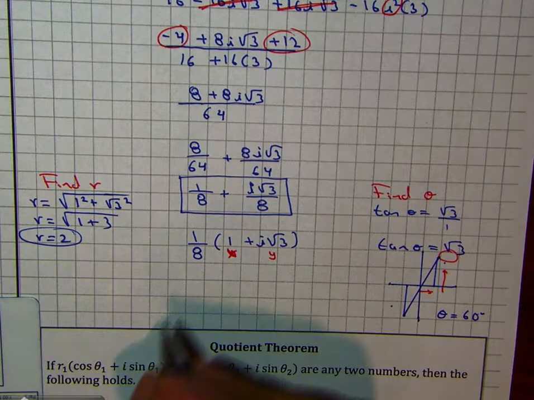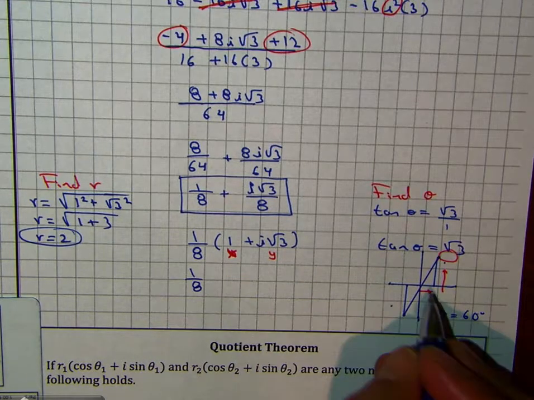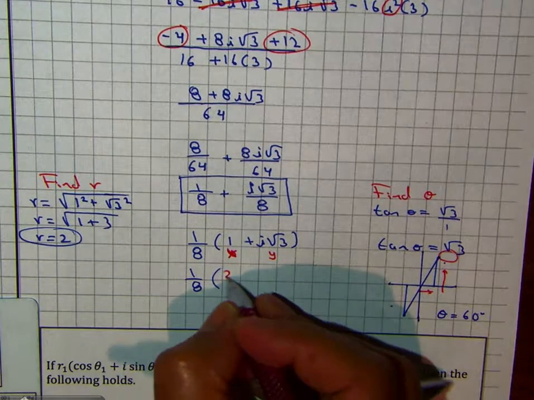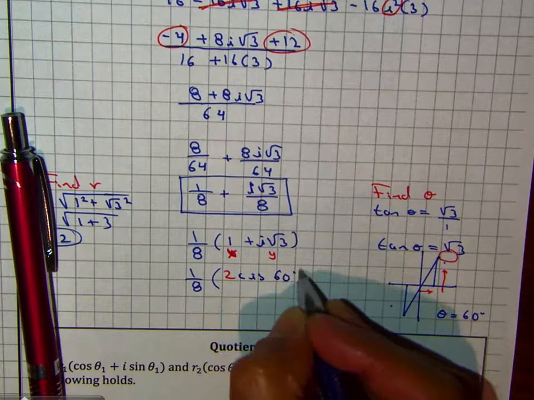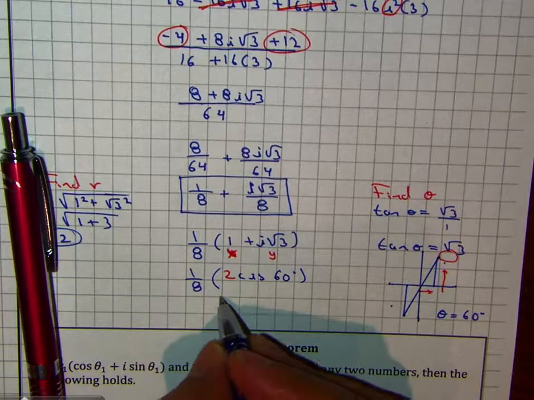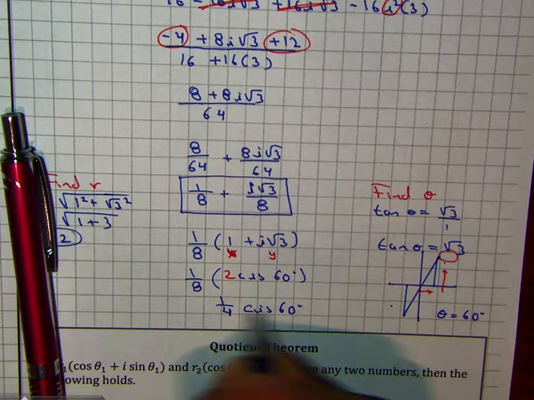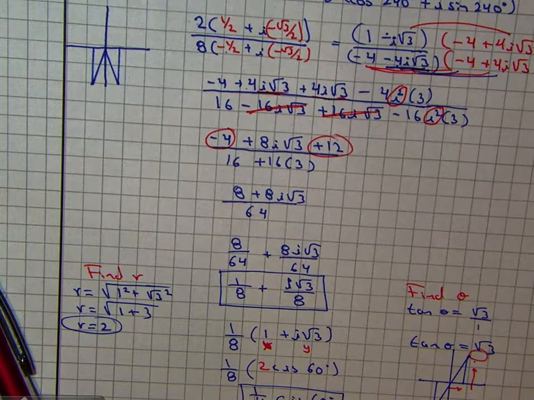So now I can rewrite it as 1 over 8, and R is 2, and cis 60 degrees. I can reduce: 1/8 times 2 is 1/4, cis of 60 degrees. And some of you might have said, well, hold on, Diaz, can I just have done that instead?